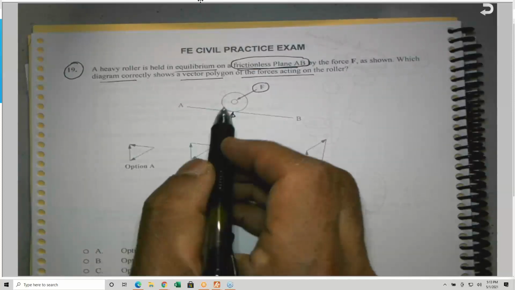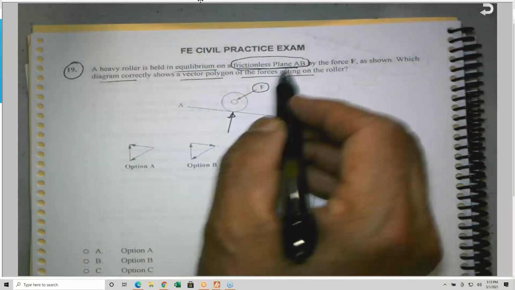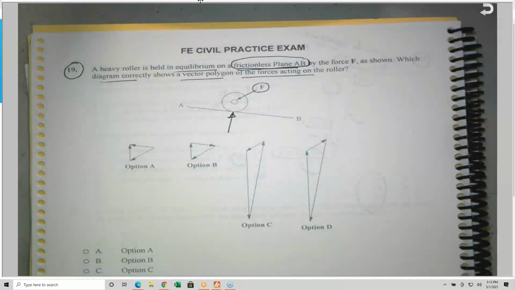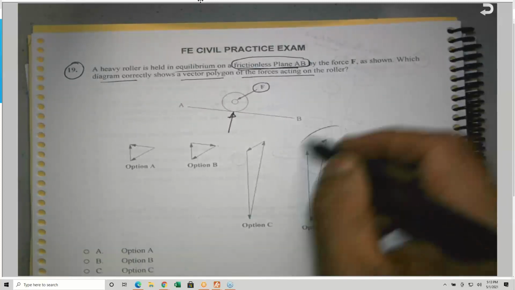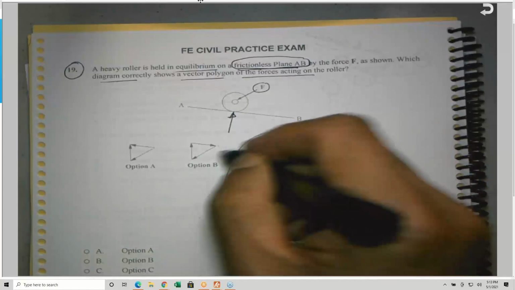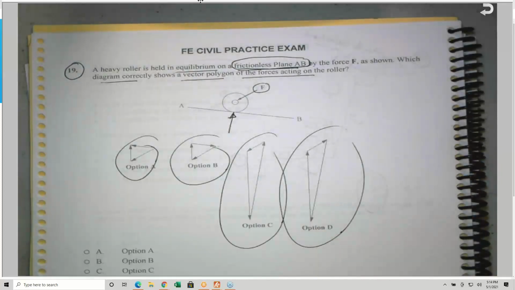And since he said that the friction is going to be ignored because this plane AB is frictionless, obviously there is no friction force. When we talked about friction, the friction force is going to be ignored in this case because he said so. So there is no need to consider the friction force. He gave you 4 diagrams, option A, option B, and option C. So we need to select the appropriate one.